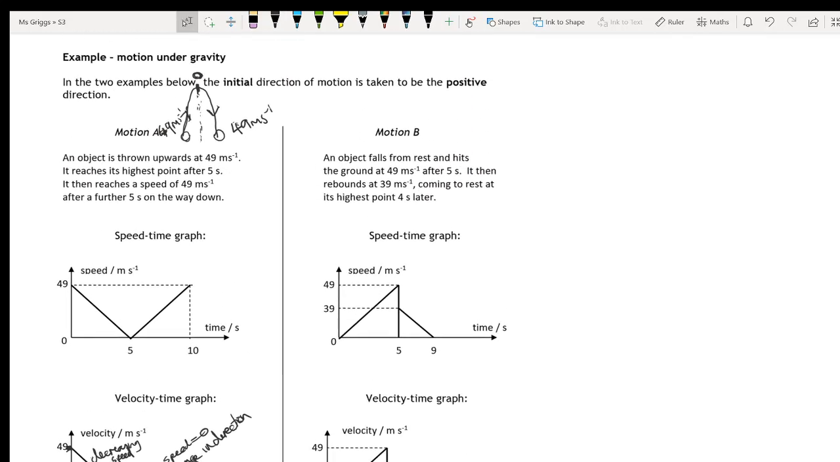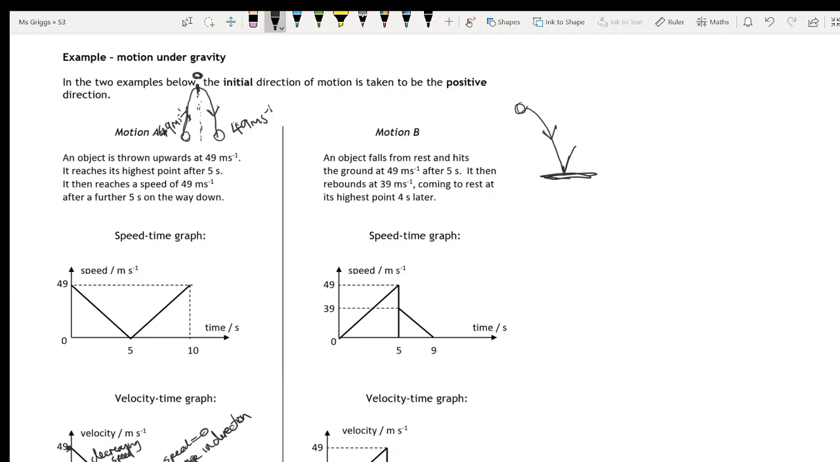For the other one, for motion B, we've got an object falling from rest, hitting the ground at 49 meters per second after 5 seconds. It then rebounds at 39 meters per second, coming to rest at its highest point 4 seconds later. So what's happening here? It starts off high up, it falls down, it hits the ground, and then it bounces back up again.